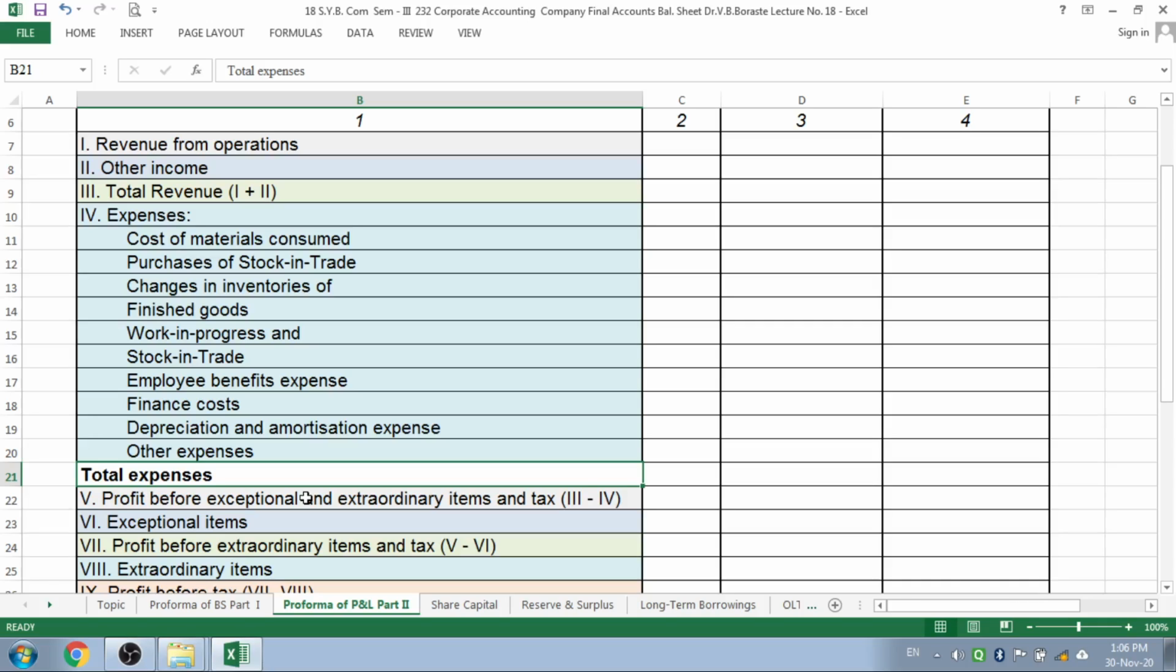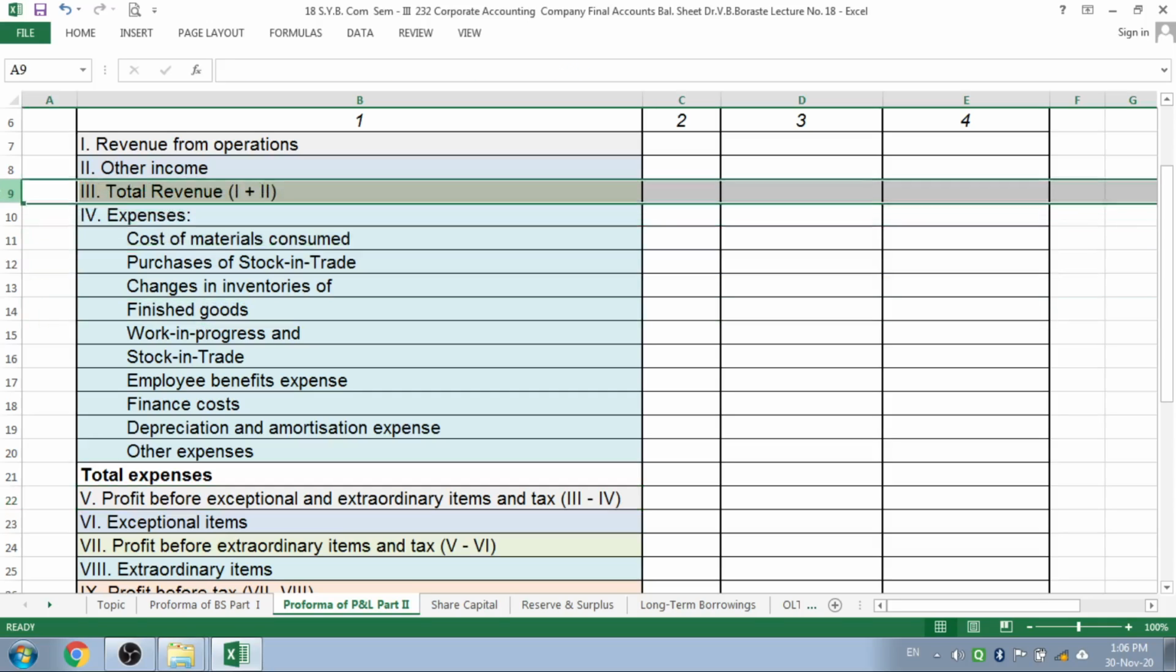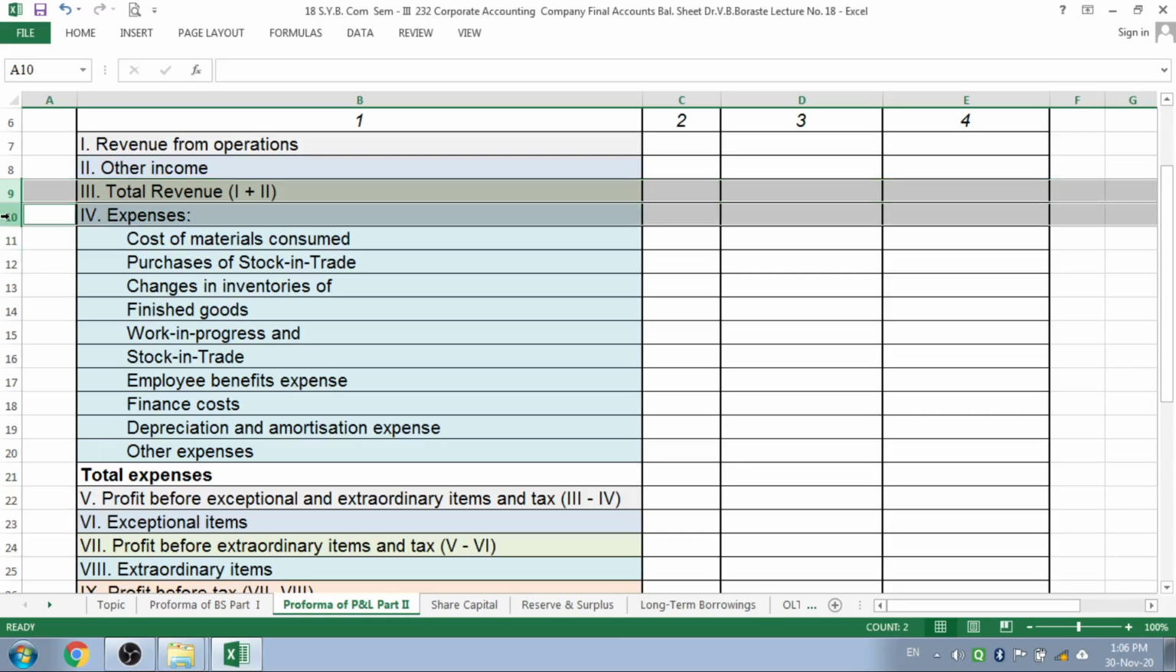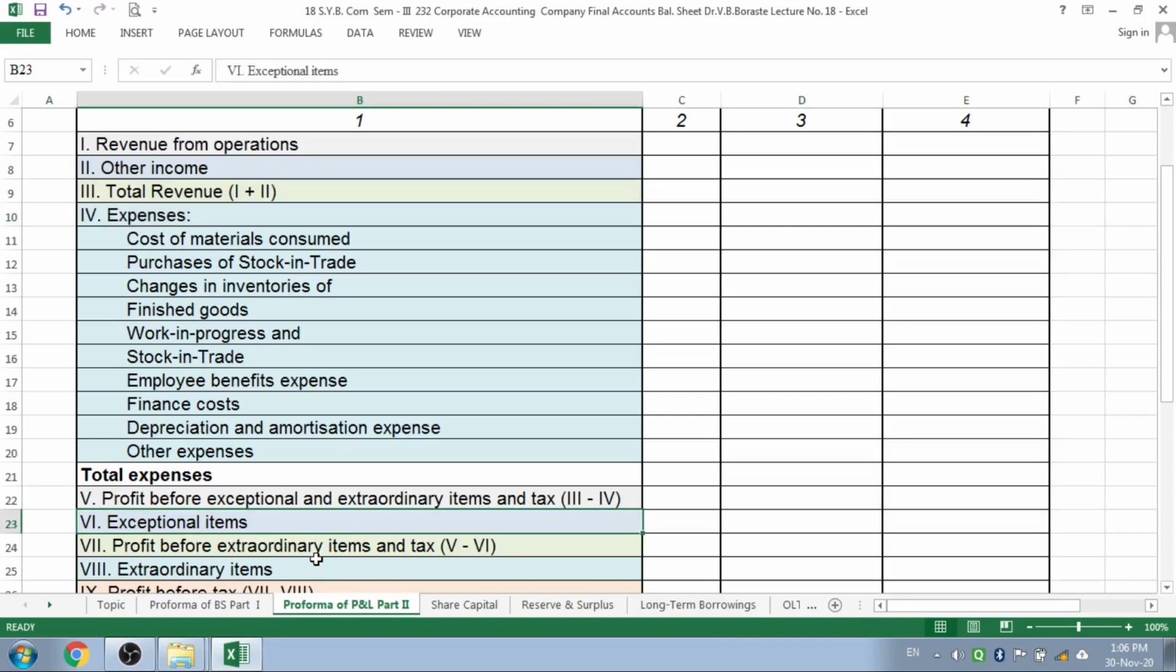After that, we have to mention the profit before exceptional and extraordinary items and tax, that is 3 minus 4. 3 means the total revenue and 4 means expenses. So total revenue minus total expenses, the total of item number 4. So we are going to calculate 3 minus 4, that is income minus expenses. So we will get the profit before exceptional and extraordinary items and tax. Then some exceptional items we have to mention over here.